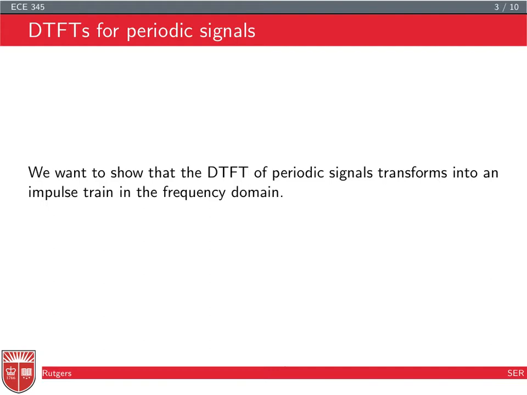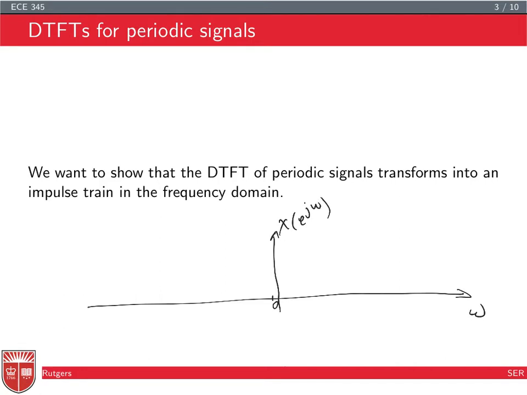So it looks something like this. If this is the frequency domain, then the DTFT, let's suppose this is 0 here. So this is X(e^{jω}). It may look something like this. So let's suppose you have these pulses here, and we know that the DTFT is periodic with period 2π.